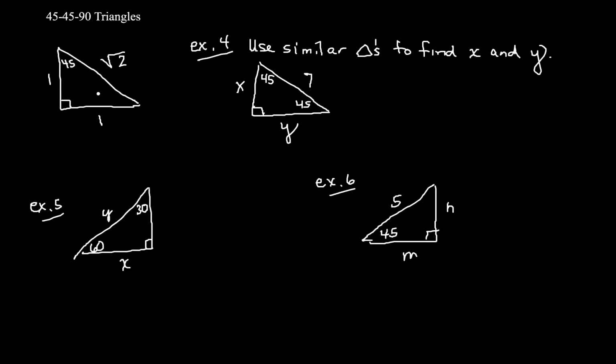Now if we have a 45, 45, 90 triangle, since these angles are the same, the sides opposite them are the same. When it's a 45, 45, 90 triangle, it's always an isosceles triangle. Every 45, 45, 90 triangle has the same ratio of sides. The sides are always in the ratio 1, 1, square root of 2.